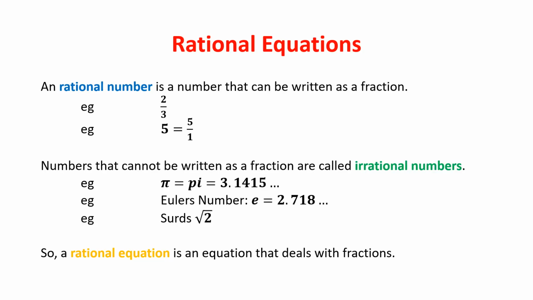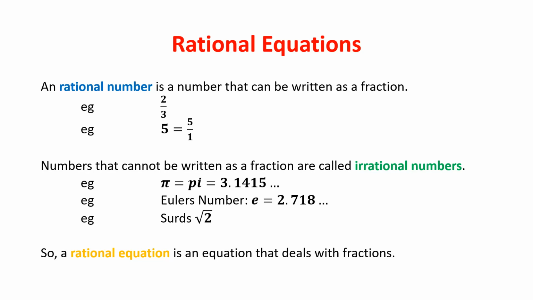This video is about solving rational equations. Now, a rational number is a number that can be written as a fraction. For example, 2/3 is already a fraction, but the number 5 can be written as a fraction, like 5/1. Numbers that cannot be written as a fraction are called irrational numbers. You've come across a couple of those before: pi, Euler's number e, and surds like the square root of 2. So basically, a rational equation is an equation that deals with fractions.